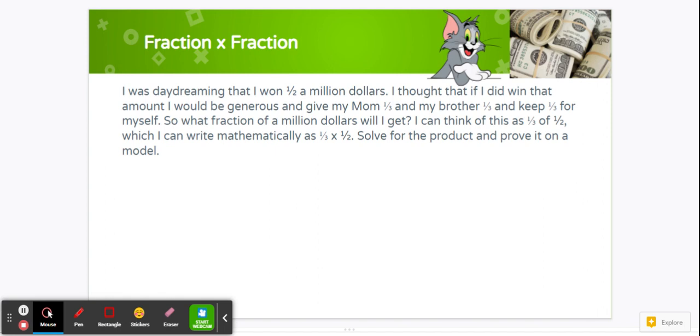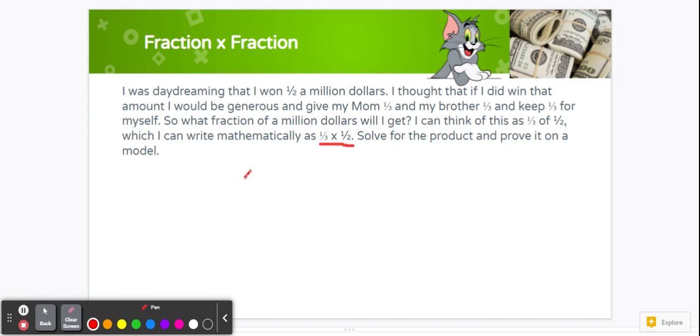I can think of this as me getting one third of one half, right? Because I'm getting one third and I started with one half of $1 million. So the word "of" here a lot of times is going to help us think about multiplication. And especially with fractional multiplication, I'm taking a piece of another piece, right? I'm taking one third of one half, which is what I started with. So I can write that mathematically as shown here, one third times one half. That's what the "of" means, one third of one half. So let's solve that one, and then we'll go ahead and prove it on a model as well.